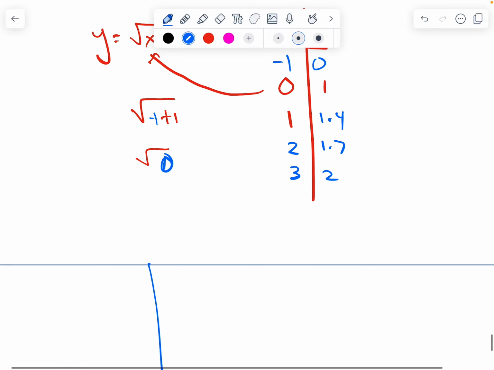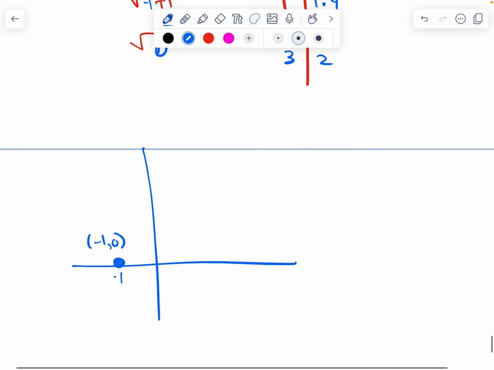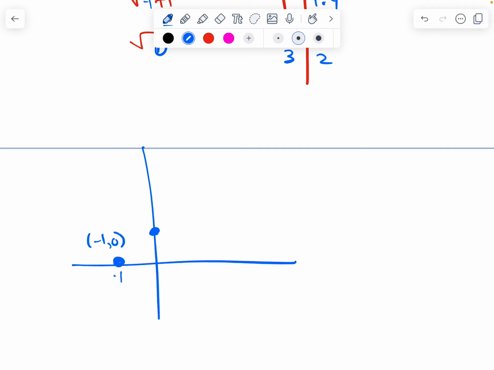We've got negative 1 that goes to 0. So this is negative 1, and we have the point negative 1, 0. 0 is going to go to 1. And then we have 1, which is going to go to 1.4, 2, which is going to go to 1.7, and 3, which is going to go to 2. So you have the same kind of thing like that.